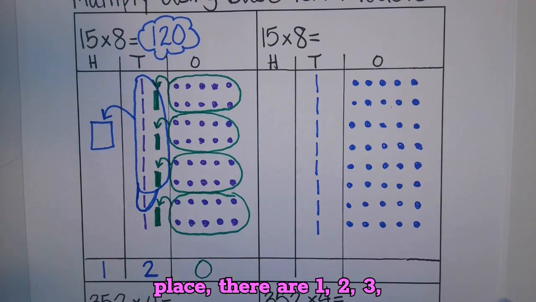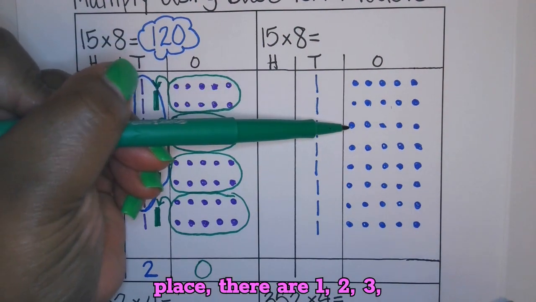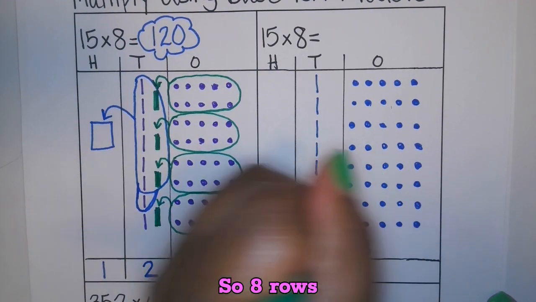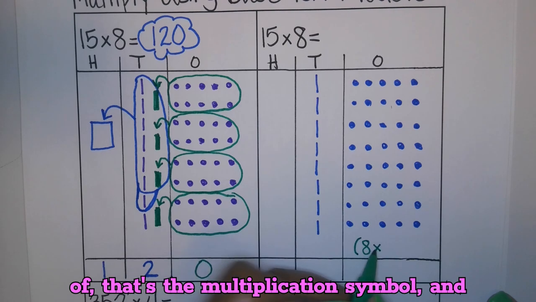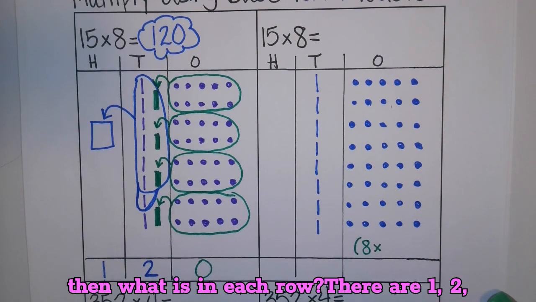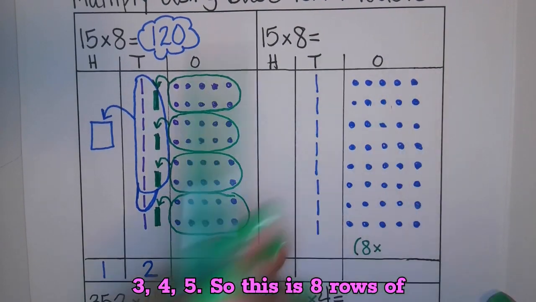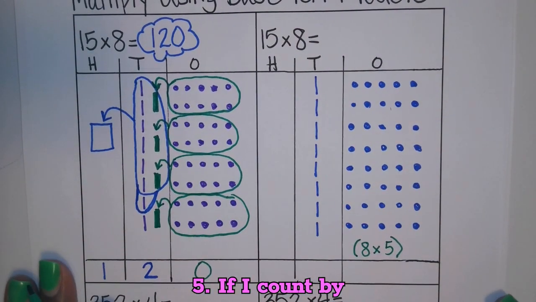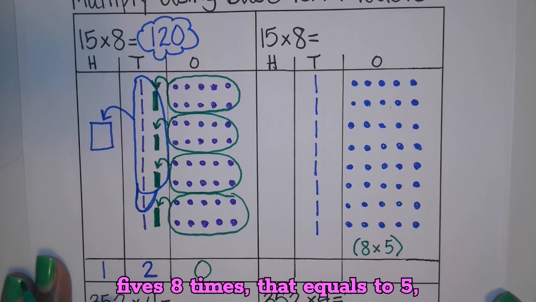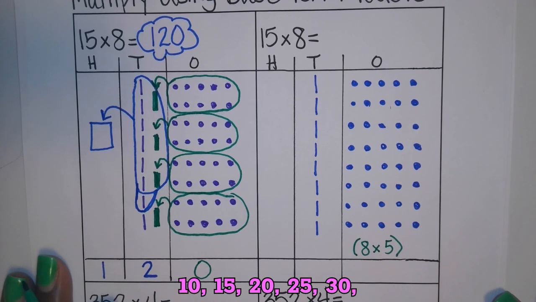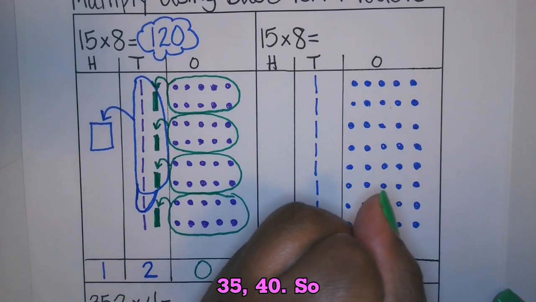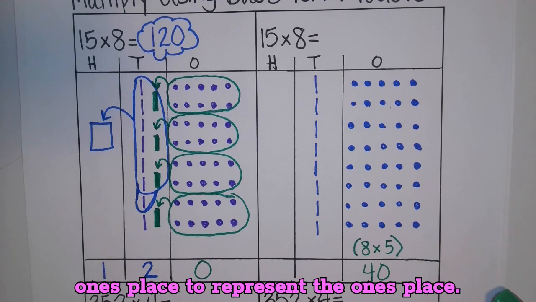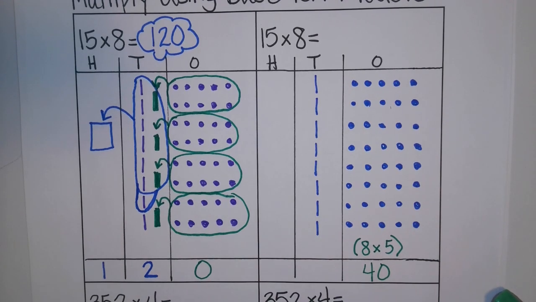When I look at the ones place, there are 1, 2, 3, 4, 5, 6, 7, 8 rows. So 8 rows of, that's the multiplication symbol. And then what is in each row? There are 1, 2, 3, 4, 5. So this is 8 rows of 5. If I count by 5s 8 times, that equals 5, 10, 15, 20, 25, 30, 35, 40. I can just put that total amount in the ones place to represent the ones place.